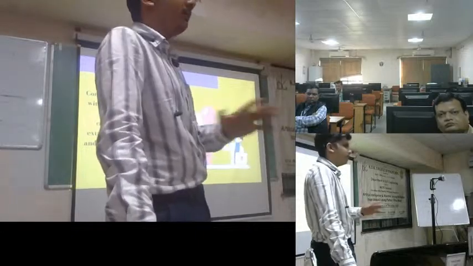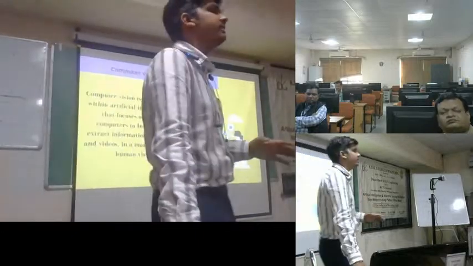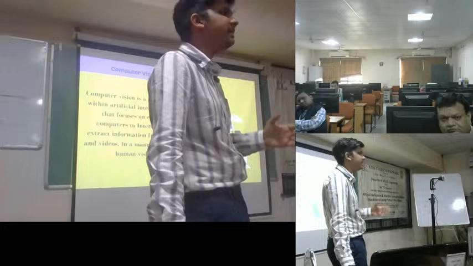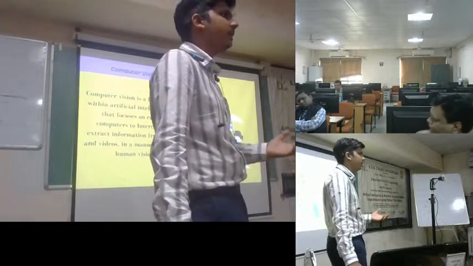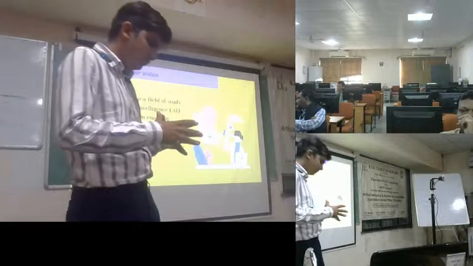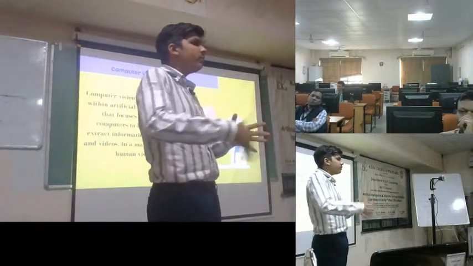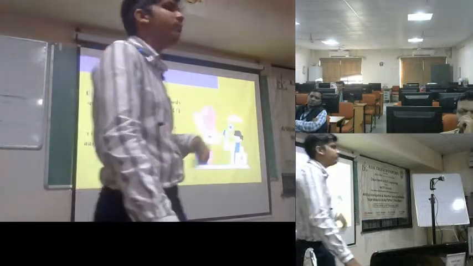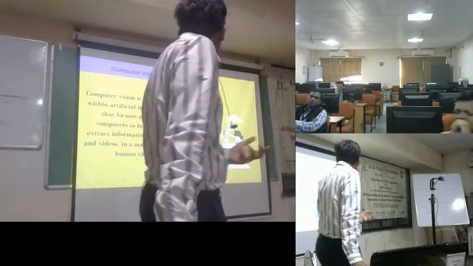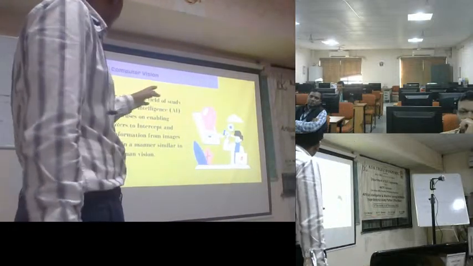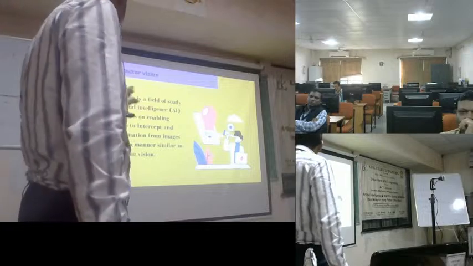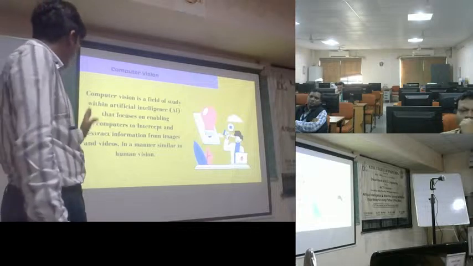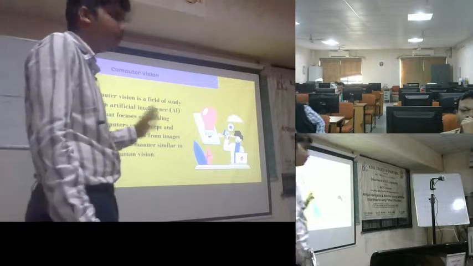Let's say, for example, if a human has to analyze something, the human analyzes it with visualization. Whatever a human sees, whatever a human hears, based on that the human analyzes the data. So computer vision is nothing but visually analyzing this data using images. There is a definition: computer vision is a field of study within artificial intelligence that focuses on enabling computers to interpret and extract information from images and videos in a manner similar to human vision.